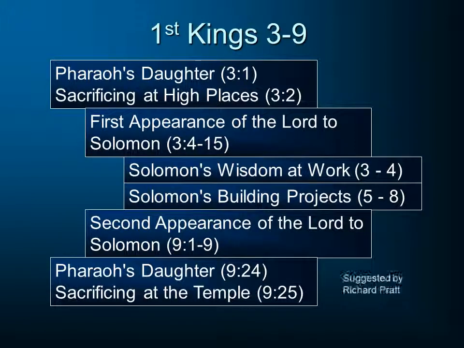And now we come to full circle. This was suggested by one of my professors. I didn't have him for Old Testament, but I had him as a professor at RTS, Dr. Richard Pratt. He points out that we come full circle to see again Pharaoh's daughter in chapter 9, verse 24. And again, they're sacrificing, this time at the temple, not in high places. But notice how the entire Solomonic account both begins and ends with Pharaoh's daughter. Well, that's not the complete end. That's just the end of this section.